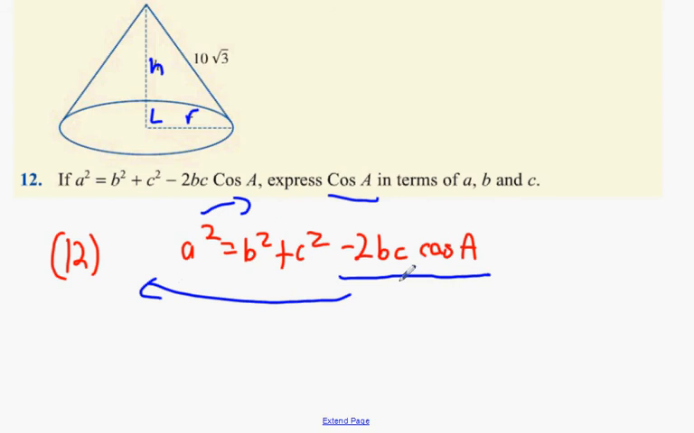So what happens when minus 2bc cos A travels across? It changes from... What happens if I was to bring something like 3xy from one side to the other side? What would happen to it? Minus 3xy. Same thing. So it's going to be 2bc cos A. It simply changed from minus to plus. What about the other parts?